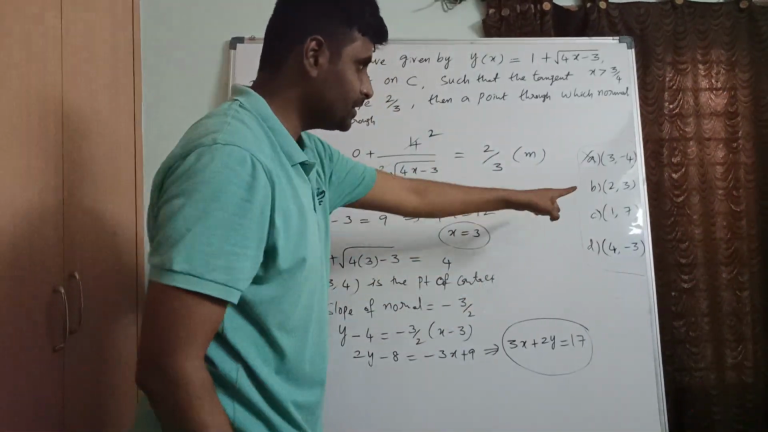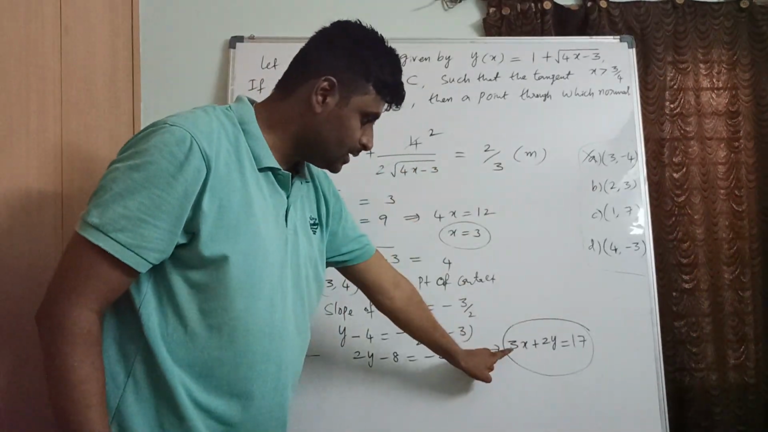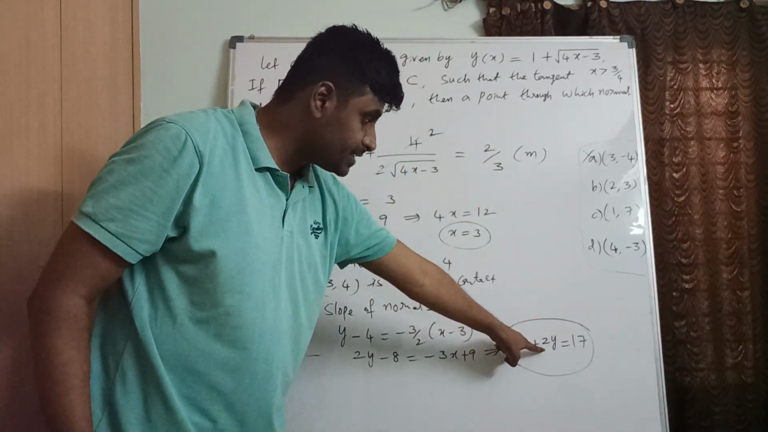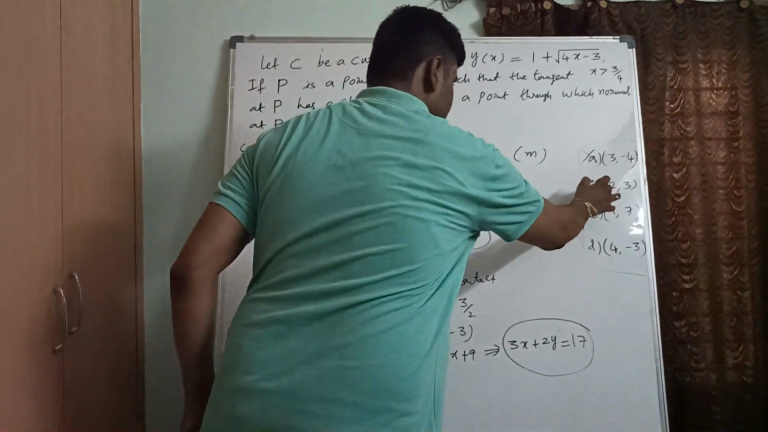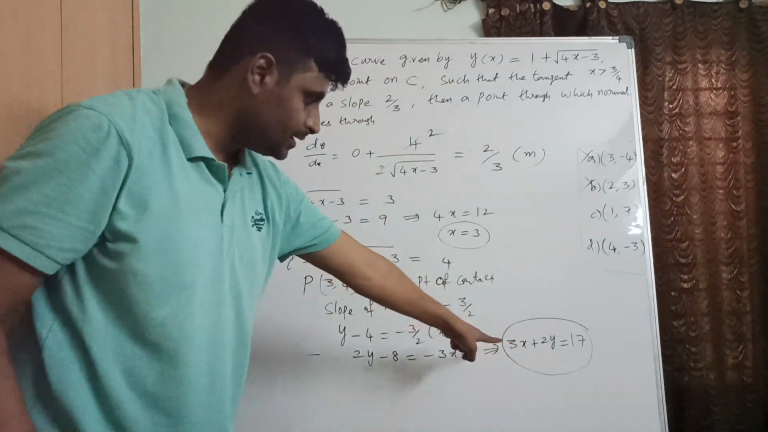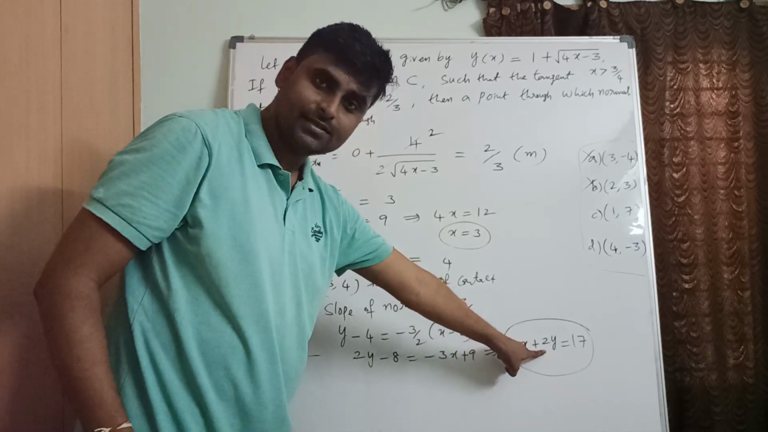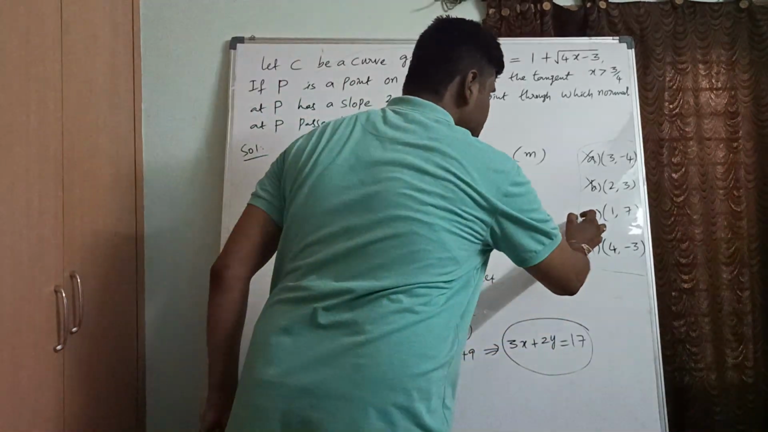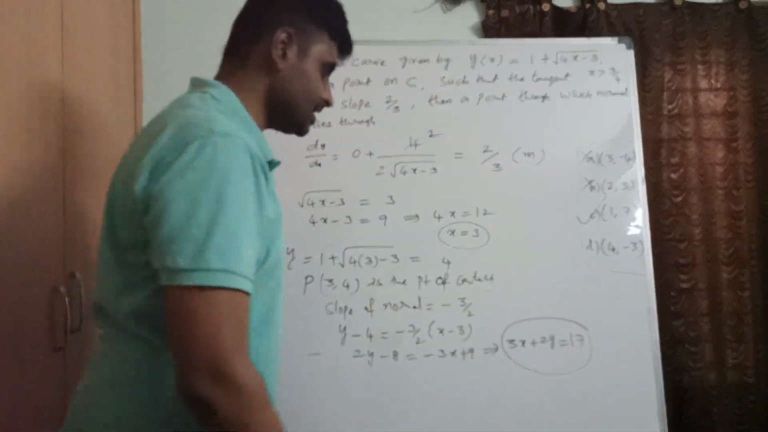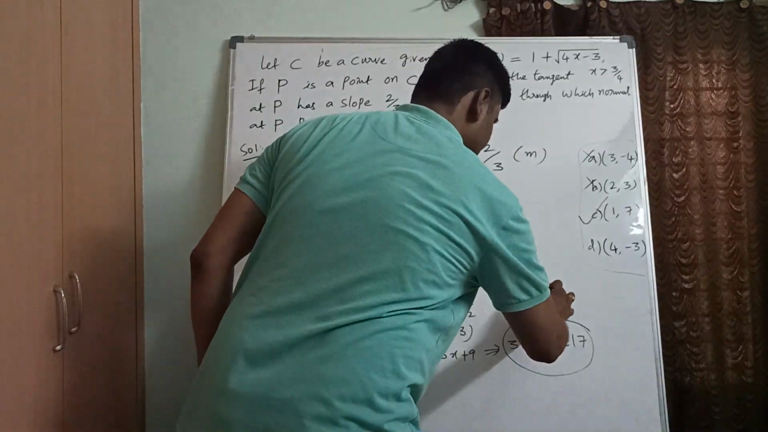Just by verification. 2 comma 3, if I substitute, 3 2s are 6, 6 plus 6 is 12, not 17. So this is not correct. So if I substitute 1 comma 7, 3 1s are 3, 3 plus 14 is 17. Correct? So option C is correct, just by verification. See? Right?